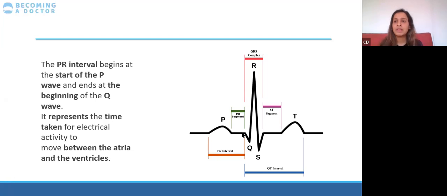There seem to be a lot of people that have missed the start, it says in the chat. There wasn't too much at the start. I can go back over it at the end if people want me to. Okay, so the PR interval. What you need to remember about intervals is that they always start at the beginning of a wave.